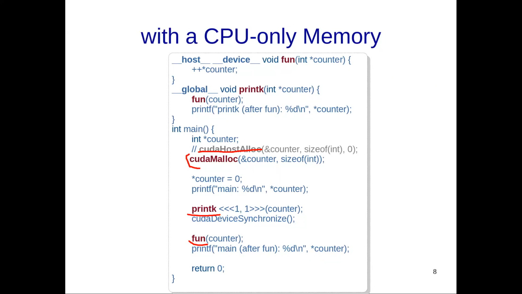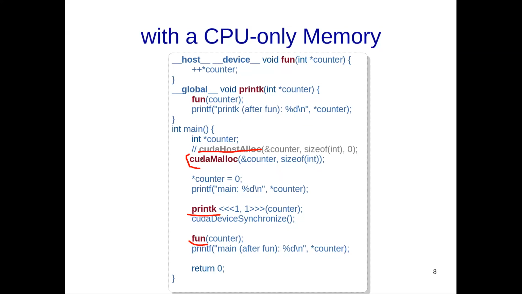Any other reactions? Sir, counter memory allocation has happened in GPU only, so host could not access that memory. Okay. It can access, no? It can access since the counter is defined as an int in the main function. So I think it can access. Okay. All right. So that seems to be a good discussion.